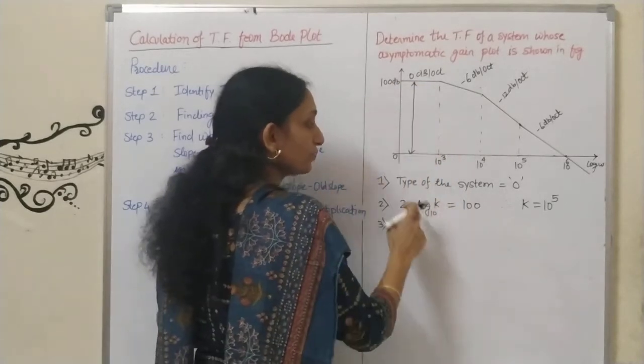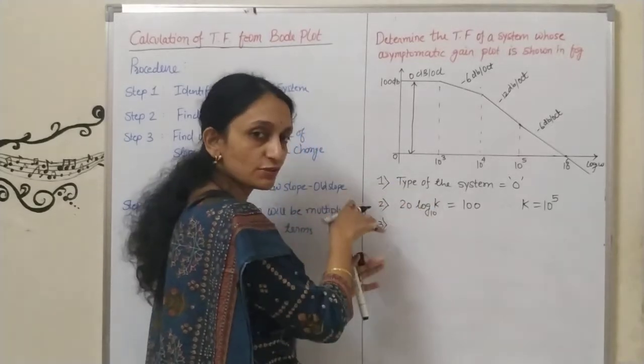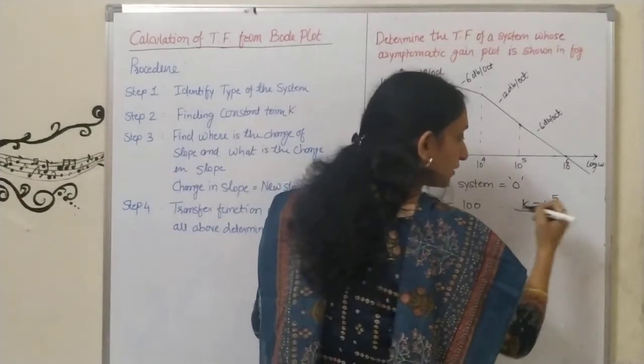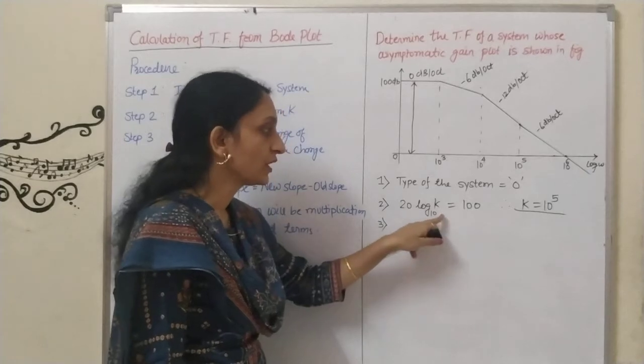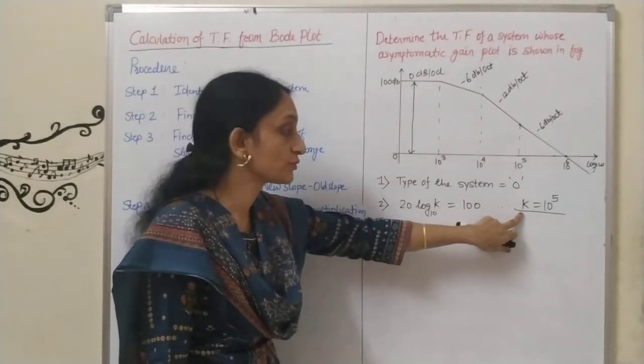From that shift you can calculate 20 log k to the base 10. This is actually the reverse process. From that you will get a value of k. 20 log k is equal to 100. Just substitute and then calculate. So you will get k is equal to 10 raised to power 5.